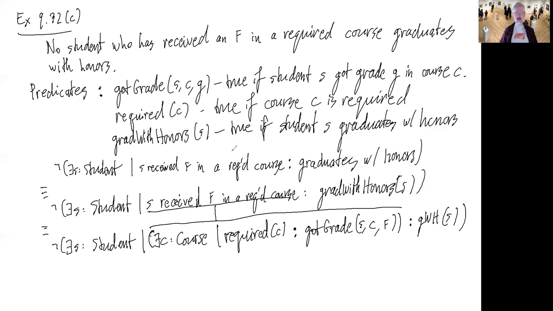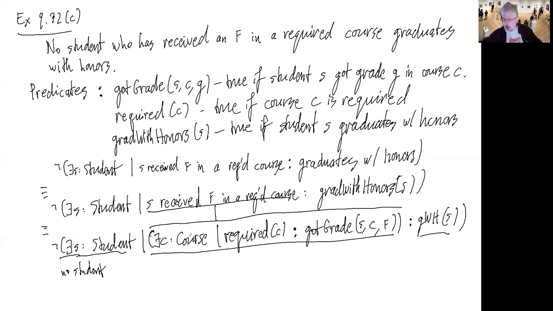And so that translates: no student who has received an F in a required course graduates with honors. No student, right? No student graduates with honors who has received an F in a required course. Okay, questions? Okay, hopefully that helped.